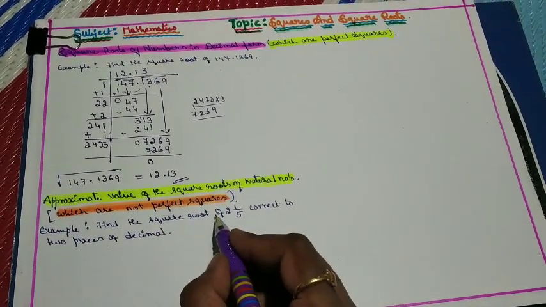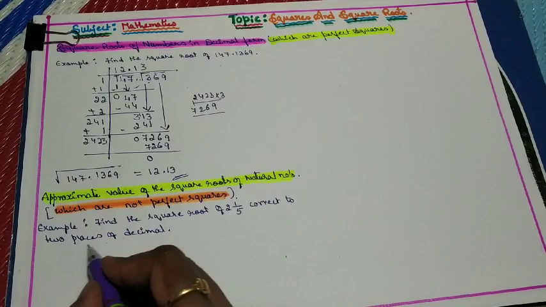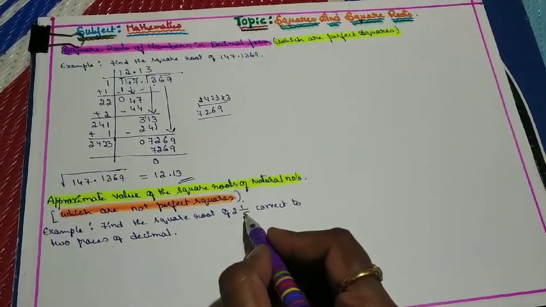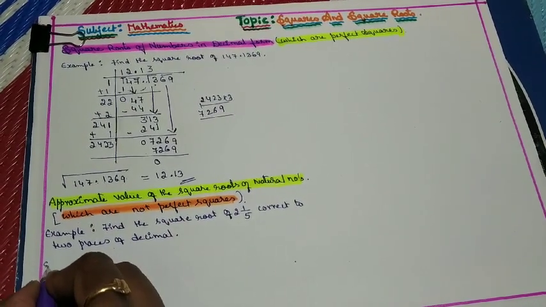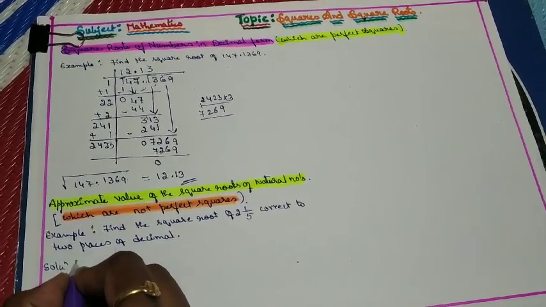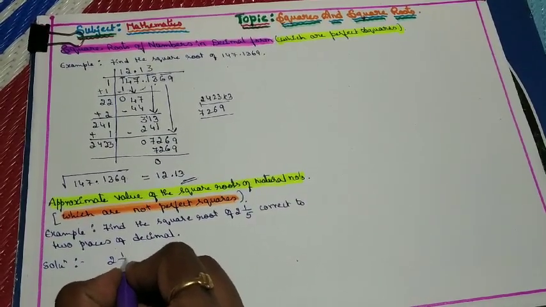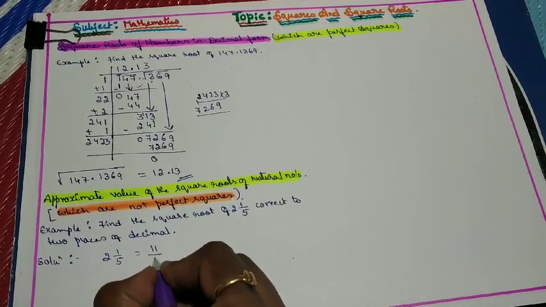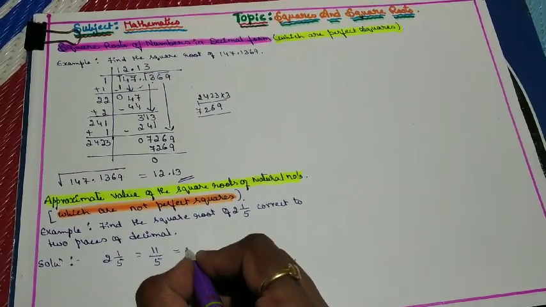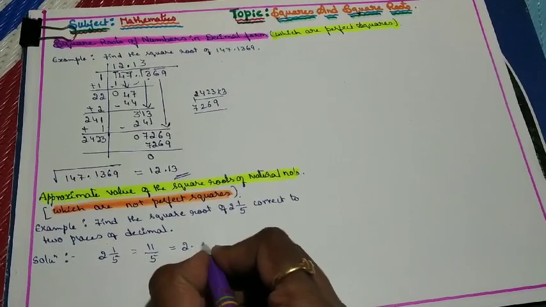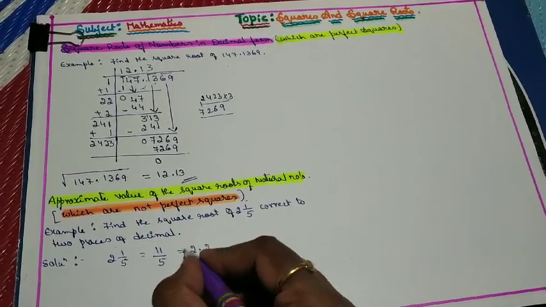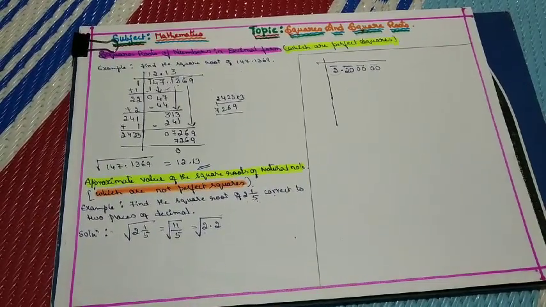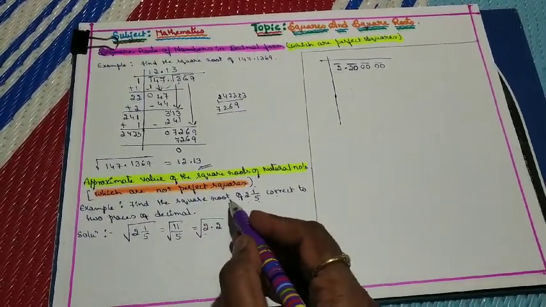Find the square root of 2 1 by 5 correct to 2 places of decimal. Here the given question is in mixed form. Convert this mixed form into an improper fraction. So 2 1 by 5 is nothing but 2 fives are 10 plus 1, 11 by 5. So 11 by 5, its decimal number is 2.2. So 2.2 is not a perfect square number. But make sure, children, in the question it is asked to find the square root of.